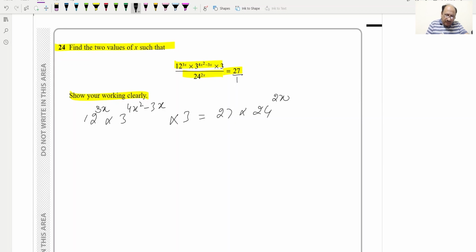Now we can write everything. 12 is having a power, 3 is having a power, and 24 is also having a power. So we will write these numbers in powers of 2 and 3.